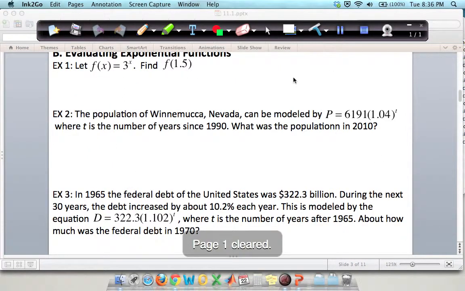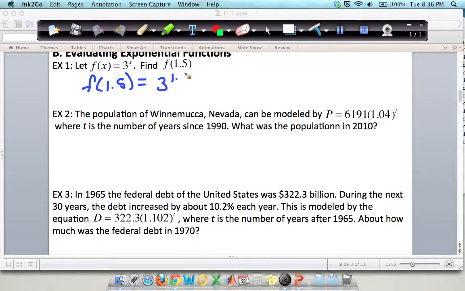Okay, so let's evaluate some exponential functions. I have f of x equals 3 to the x. Find f of 1.5, and that just means plug in 1.5 for x and then use your calculator. 3 raised to the 1.5 power, and you should get 5.2.